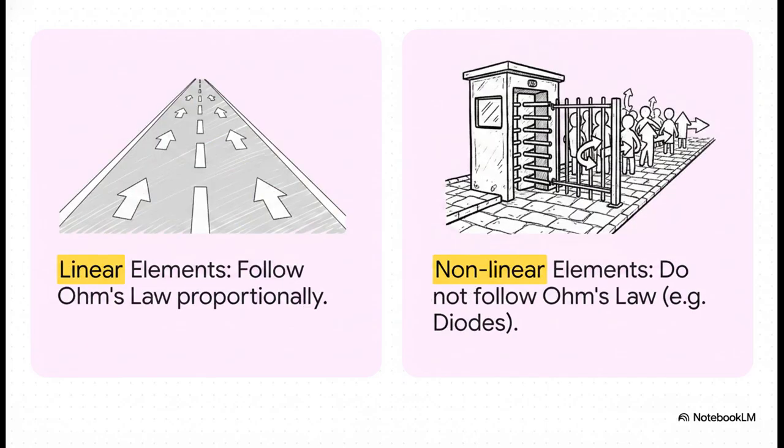We can also categorize these elements by how predictably they behave. Linear elements follow Ohm's law perfectly. They have a nice, predictable, straight-line, proportional relationship between voltage and current. You push twice as hard, you get exactly twice the flow. Nonlinear elements, on the other hand, do not strictly follow Ohm's law. Components like diodes have a much more complex conditional behavior. They act a bit more like a one-way street or maybe a strict security gate in our city.